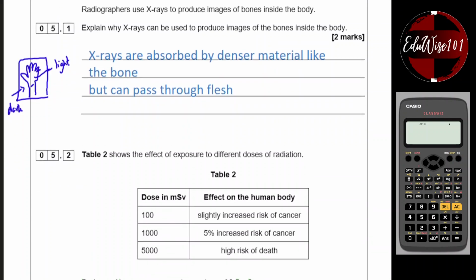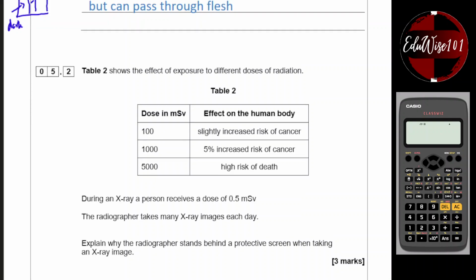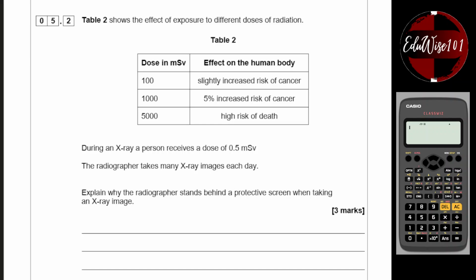Question 5.2. The table shows the effect of exposure to different doses of radiation. So you've got 100 millisieverts, 1000, 5000, and the effect on the human body. At 100 millisieverts, a slightly increased risk of cancer. At 1000, a 5% increase of cancer. At 5000, a high risk of death.